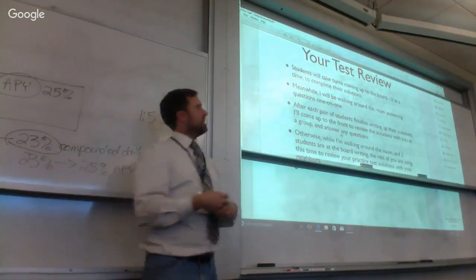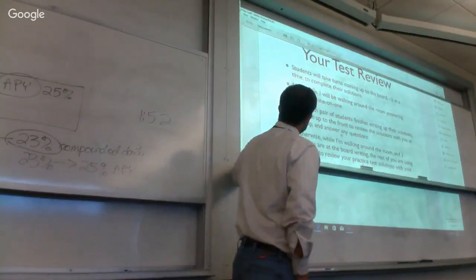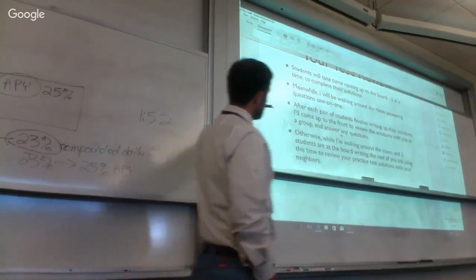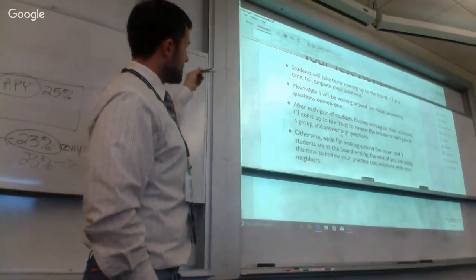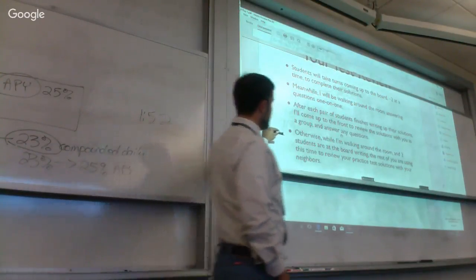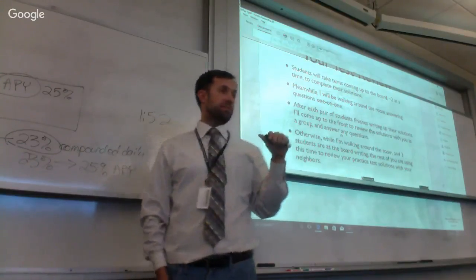Meanwhile, I'll be walking around the room answering questions one-on-one. After each pair of students finishes writing up the solutions, I'll come up to the front to review the solutions with you as a group and answer any questions. Otherwise, while I'm walking around the room and 2 students are at the board, the rest of you are using that time to review your practice test with your neighbors.